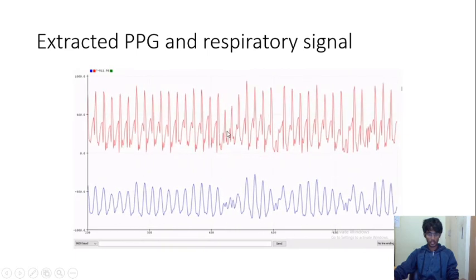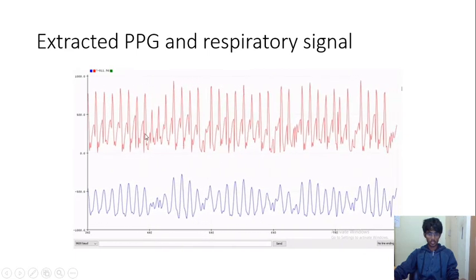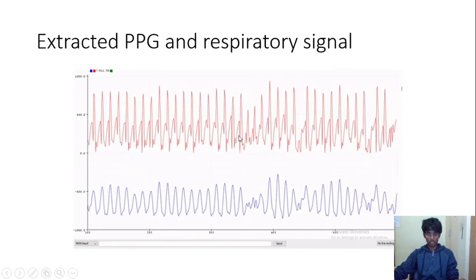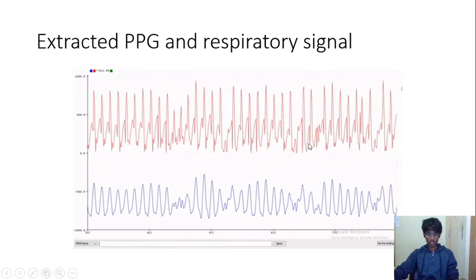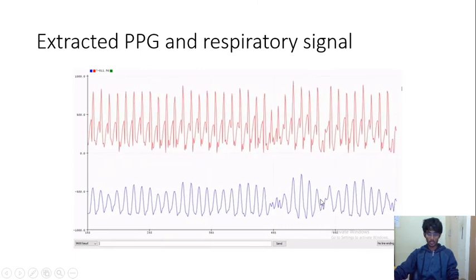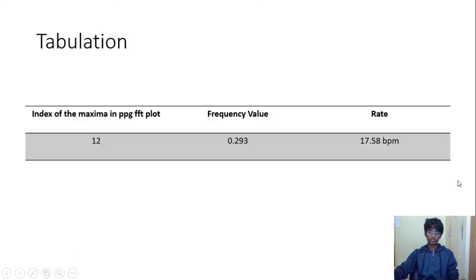Now this is what we have extracted. This one is the PPG signal. You can see it is almost in the form of a PPG signal, and the one below is the respiratory signal. We obtain the index of the maxima in the respiratory FFT plot as 12. Multiplying it with Fs and dividing by 1024, we get the frequency value 0.293. Again multiplying with 60 will give us the breaths per minute, that is 17.58, which is pretty much correct compared to the original value.